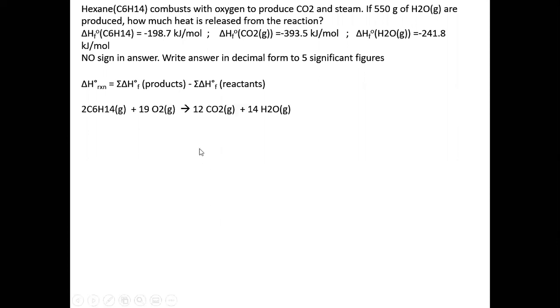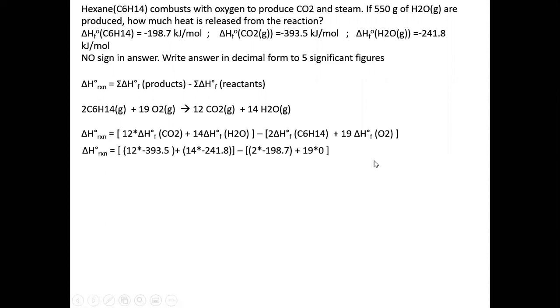So the balanced chemical equation looks something like this. So now that we have the balanced chemical equation, we can calculate delta H of reaction. So again, make sure you multiply the heats of formations by their coefficients, and it's always products minus the reactants. So we work this out. We get a delta H of reaction of about negative 7,709.8 kilojoules per mole. So that's the delta H of reaction.